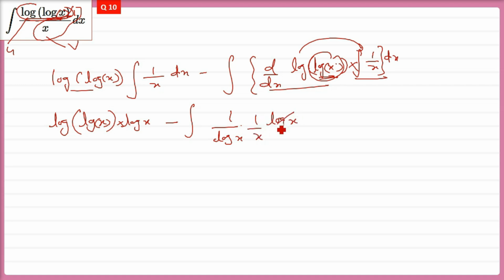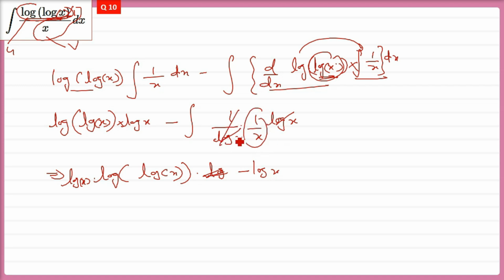So what do you get? Log x gets cancelled. You have 1 by x integration, and 1 by x integration already we know. We have just done it. It's log x. So the final answer will be log of log x, that's a separate term, multiplied by log x, that is along with the first term. Let me put it in front so it will be better, log x. And then this term minus log x, 1 by x integration is log x only. So minus log x plus a constant of integration.